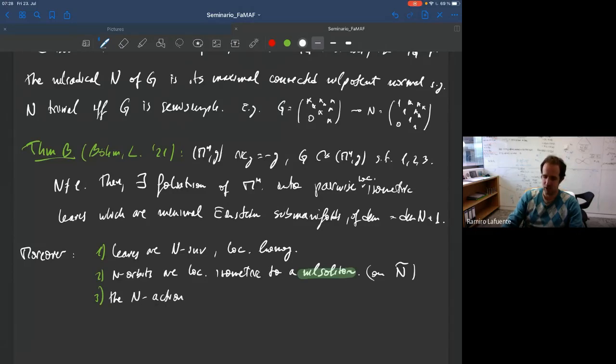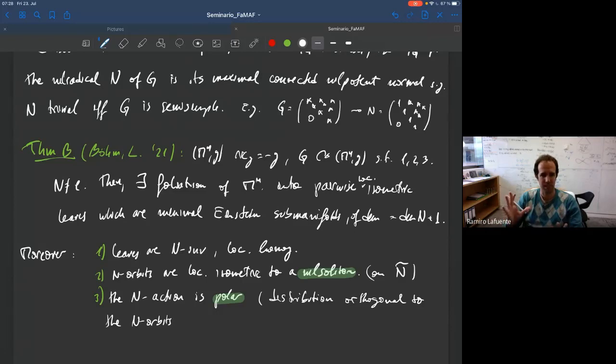The N action on M is polar. What do I mean by that? For the non-experts, this means the following. Given a group action, I can look at the tangent spaces to the orbits, and that gives me a distribution, which I will call the vertical distribution. Perfectly nice integrable distribution, the integral manifolds are the orbits. In this case, they are all of the same dimension. But if I look at the orthogonal complement, because I have a Riemannian metric, that gives me the horizontal distribution, which is not necessarily integrable. So the action being polar is the same as saying that the distribution orthogonal to the N orbits is integrable.